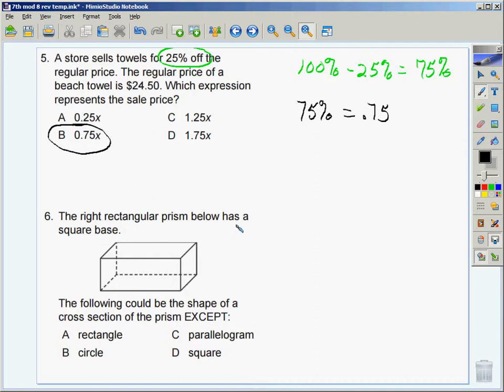The right rectangular prism below has a square base. The following could be a shape of a cross section, except a circle. Remember that a cross section is when a plane would intersect this. If I took a slice out of it, is there any way that I slice it and I'd get a circle? No. I could slice it this way, get a rectangle. I could slice it this way, they said this was a square. I could slice it this way on a diagonal and get a parallelogram, but no matter what I do, I can't slice it and get a curved edge out of something that only has straight edges.